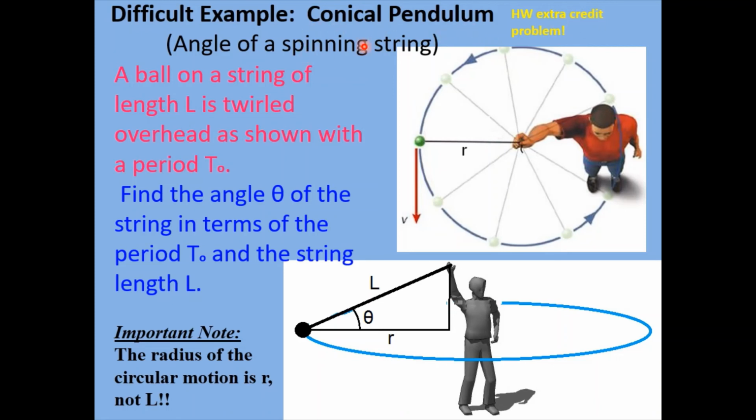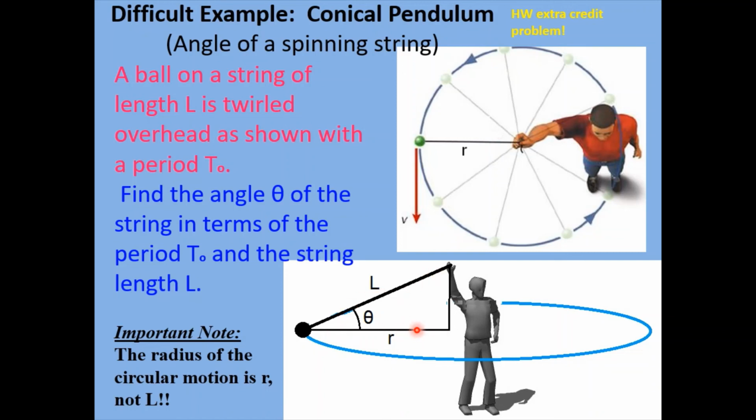This is a demonstration of what's called a conical pendulum. From the top, it looks similar to what we did before with the ball twirling around on a string. But if we look at it from the side, we see that the ball is actually coming down at an angle. The length of the string is L, but the ball is traveling around in this blue circular plane, and the radius of this circle is not L. It's not the length of the string. Because of this angle, the radius of the circle of motion is shown here as R. We can do some trigonometry to figure out the true radius. It's going to be L times the cosine of theta.